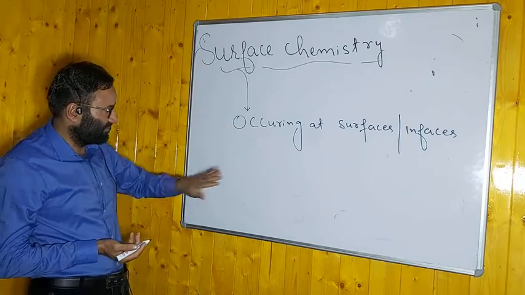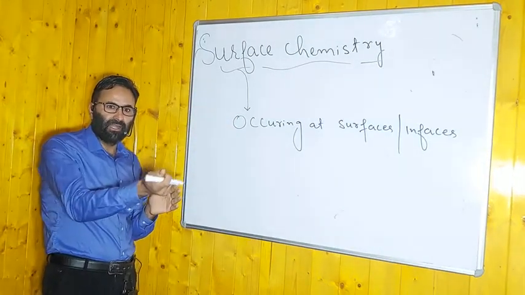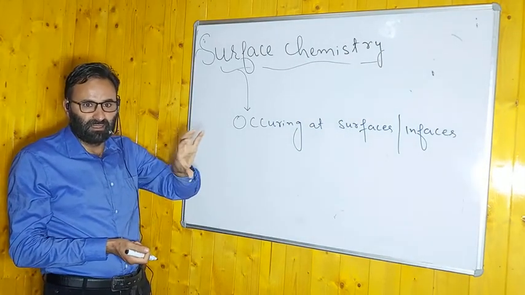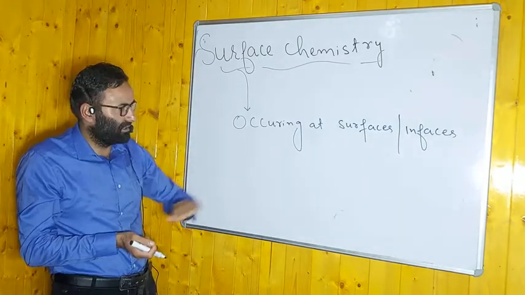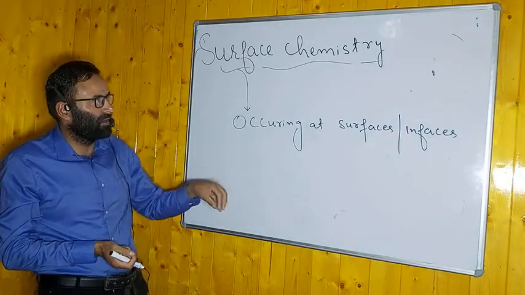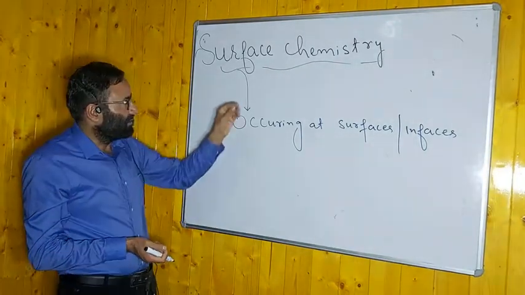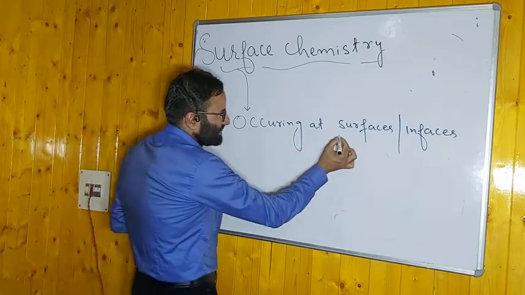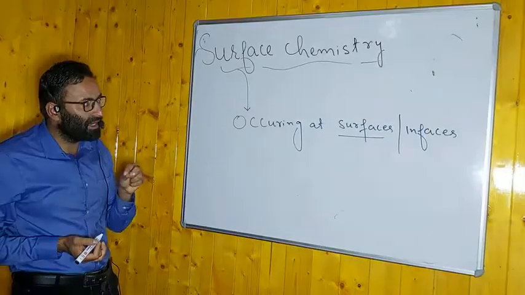For example, we have the surface of the board. Dust particles come and concentrate on the surface. This concentration or accumulation of dust particles on the surface of the board is a surface phenomenon. Remember this point: it is the chemistry which deals with the phenomena occurring at surfaces or interfaces.